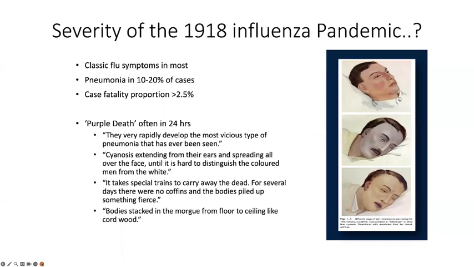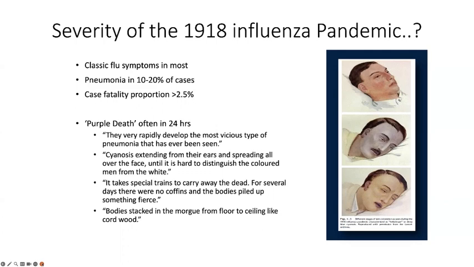But then, of course, we've just been living through COVID, which had a significant impact. This slide is giving some information about how severe the influenza pandemic was in 1918. So these cases, when people became unwell, presented most of the time with what we regard as classic flu symptoms: sore throat, runny nose, fever, aches and pains, and sometimes cough. But it was much more severe. About 10 to 20% of cases would develop pneumonia, and the case fatality proportion was 2.5%. So between 2 and 3 people of every 100 that got infected died.